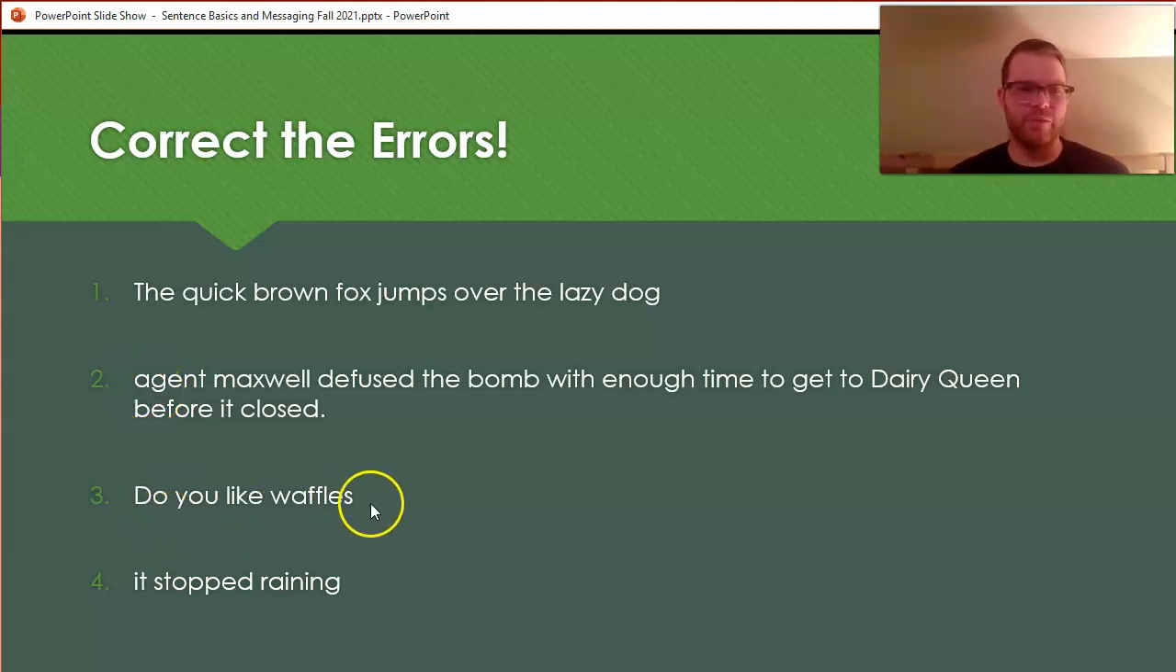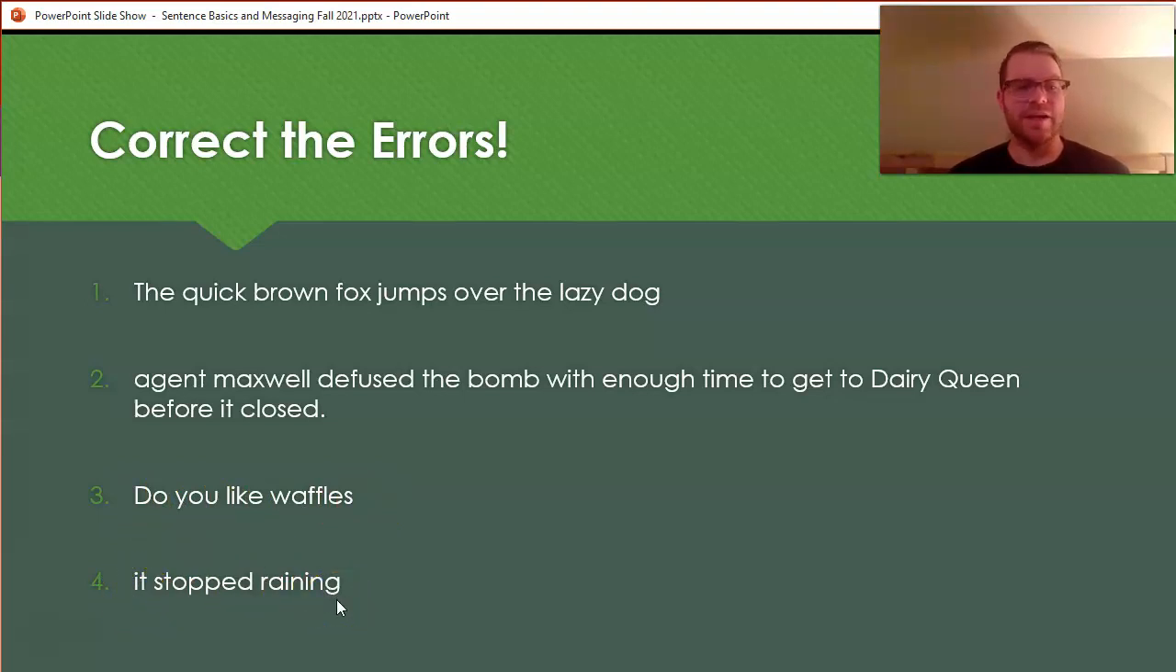Number 3, we have "do you like waffles?" Clearly, capitalization is just fine. This one needs an end mark. Don't get confused here. This should be a question mark, because this third statement is actually a question. Do you like waffles? And the last one is "it stopped raining."